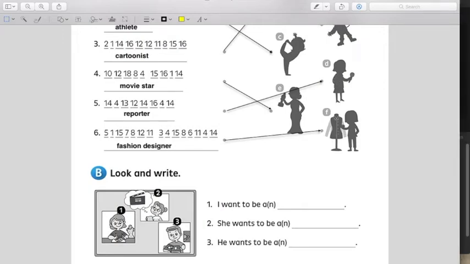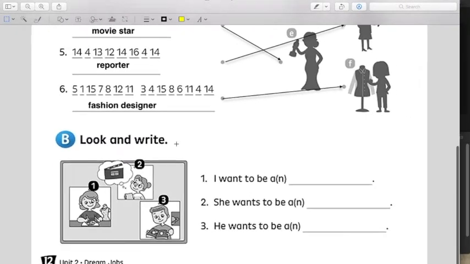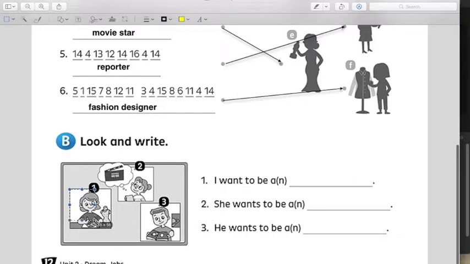Okay, letter B. So letter B, look and write. So we have a picture here, here, and here. 1, 2, and 3. So let's look at the question. I want to be a... So number 1, what is this here?